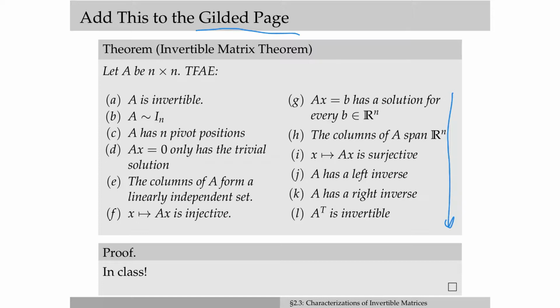Let's see, what's already on your page? I believe you already have G, H, E, and possibly C and D. Some combination or subset of those, rather. So add the rest of these to that, please. The proof, as I note here, will come out in class and partially as some homework.